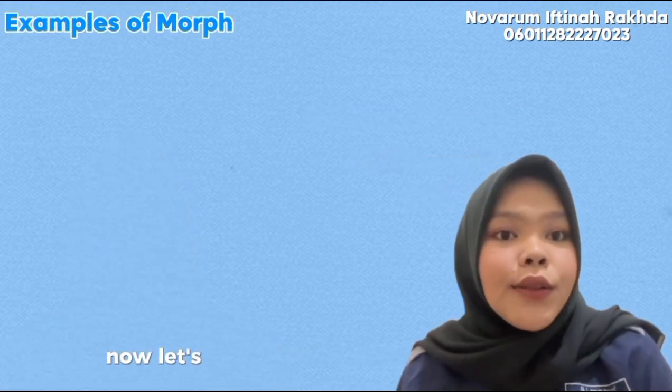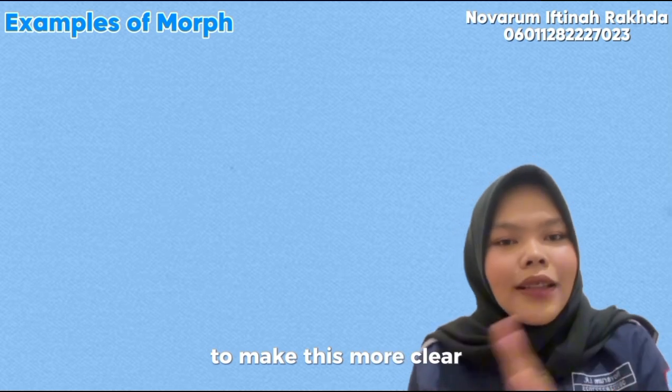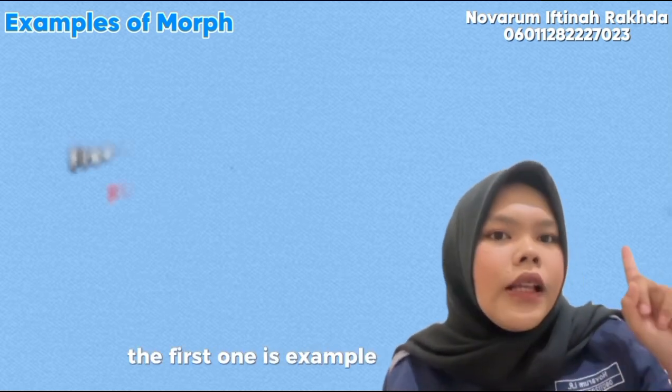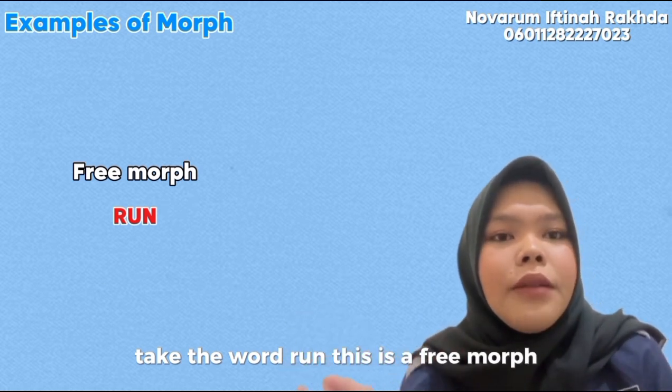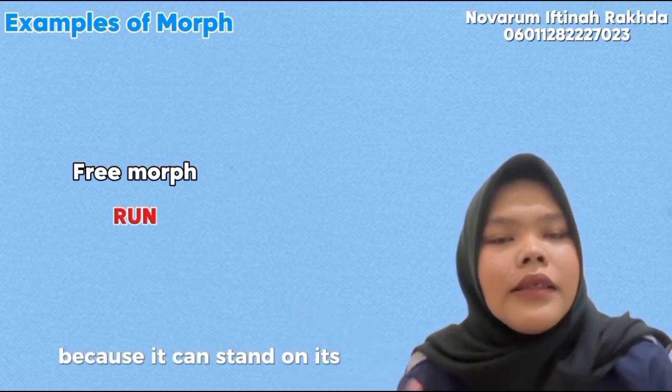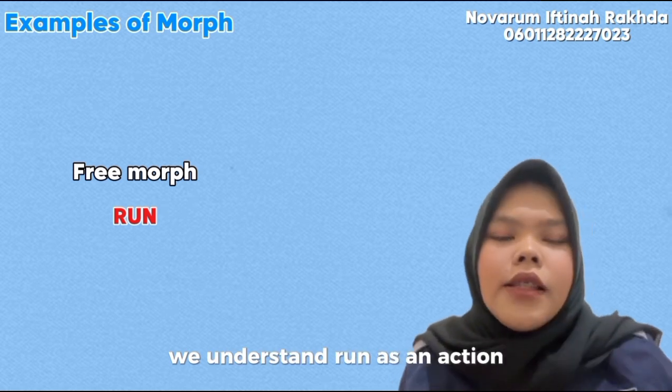Now, let's look at a few examples of morphs to make this more clear. The first one is an example of free morphs. Take the word run. This is a free morph because it can stand on its own and still make sense. We understand run as an action.